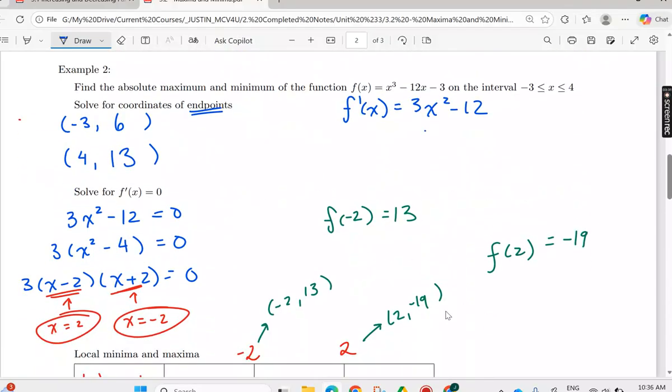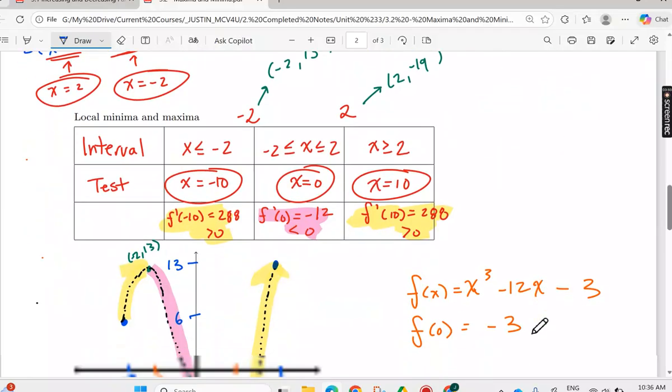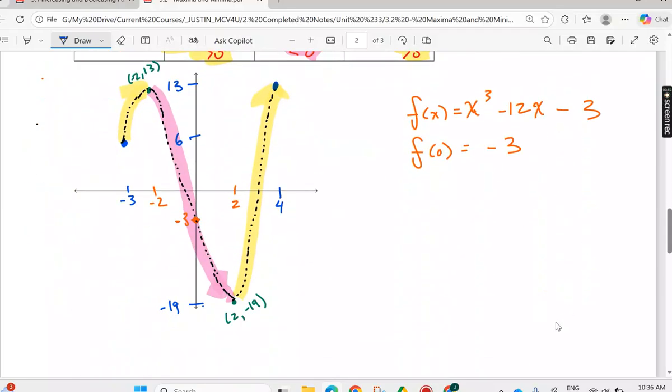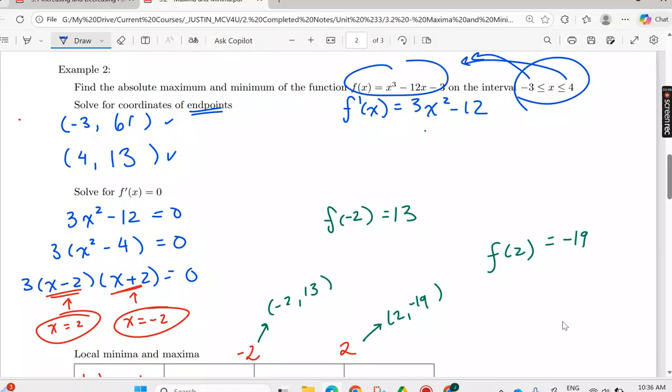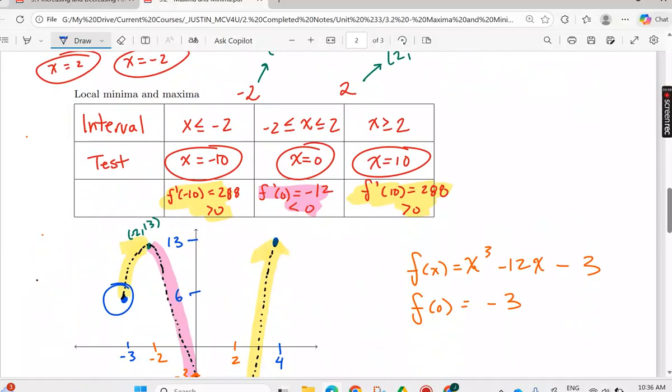So, given a quick example, here's our given function, here's our interval. Now we're solving for the coordinates of the endpoints. So (-3, 6) and (4, 13) are the endpoints. And how did I get those? Just plug -3 and 4 into our function. Graphically, (-3, 6) and (4, 13) are right there.